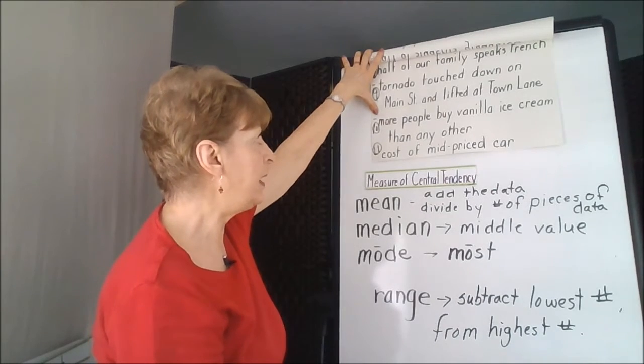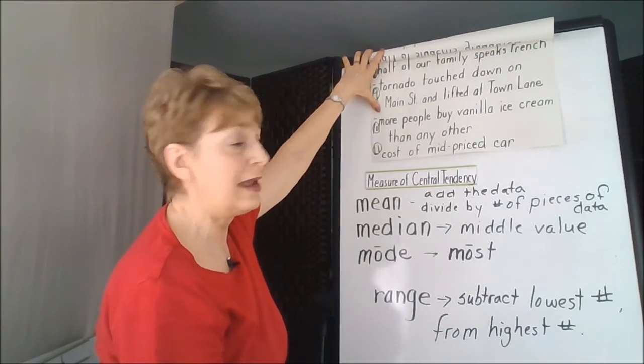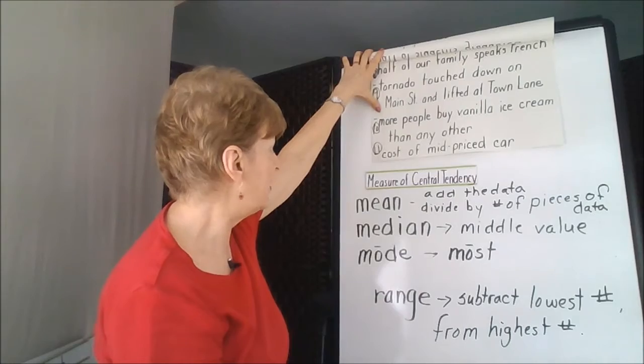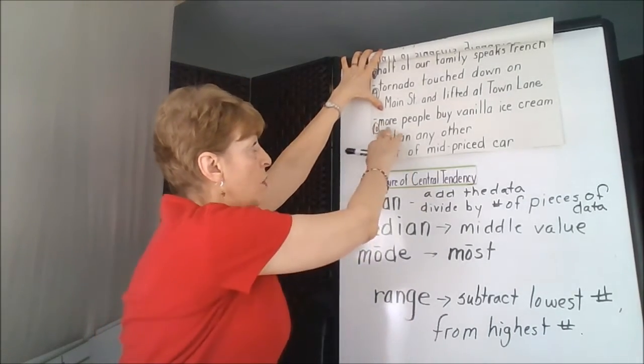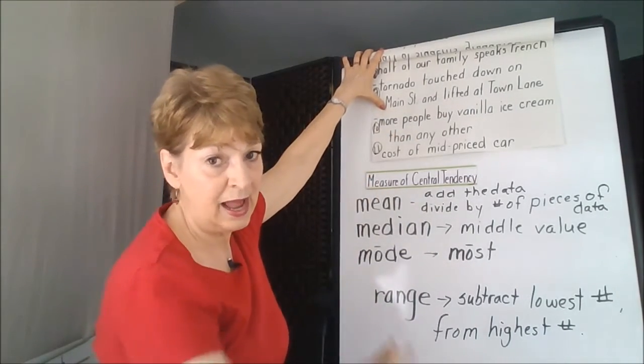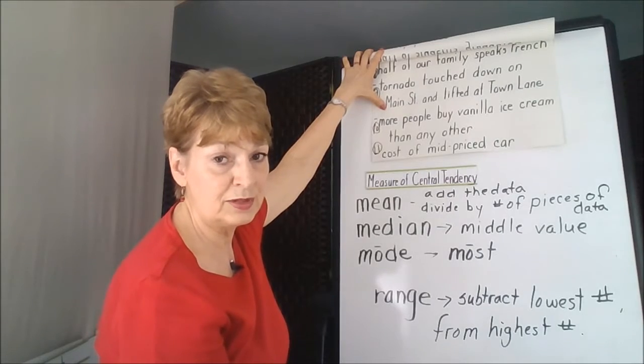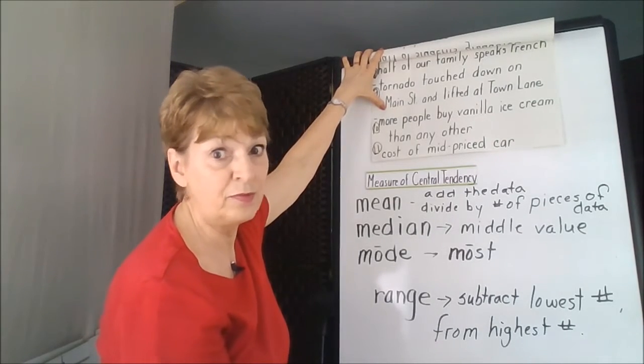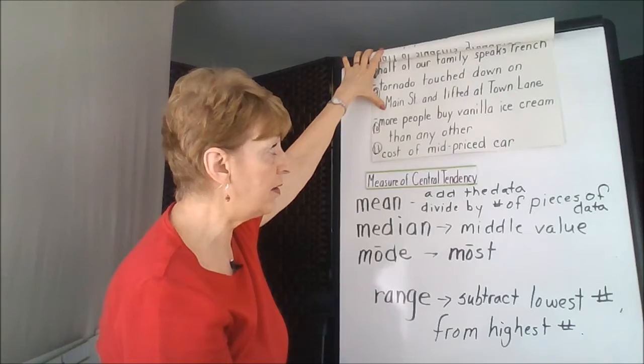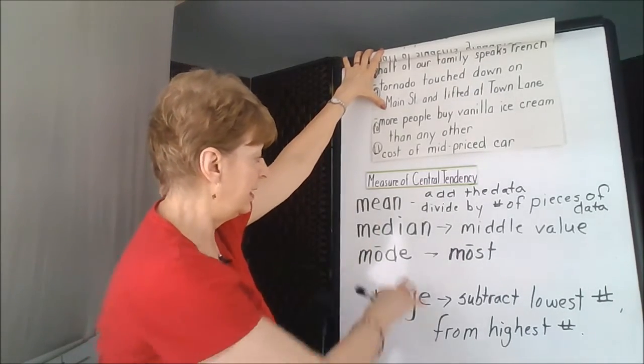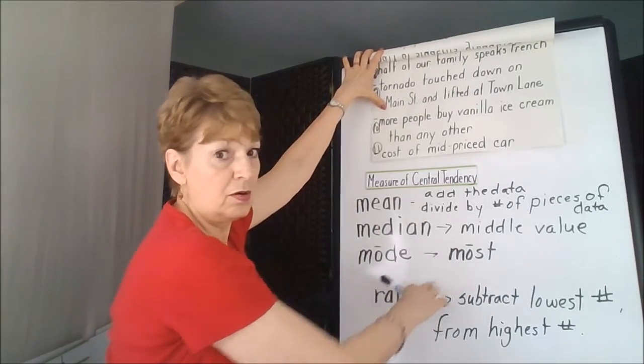Number 10, more people buy vanilla ice cream than any other brand. So that's, even though it says more people, you would be having a group, because that would certainly be, like a whole lot of people. So more of the group buys it, so that would be most, or the mode.